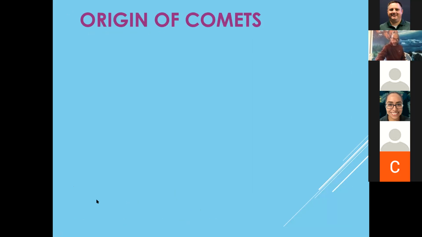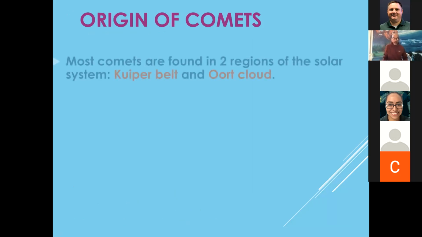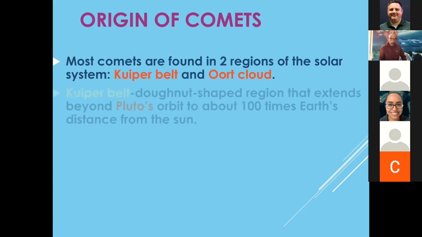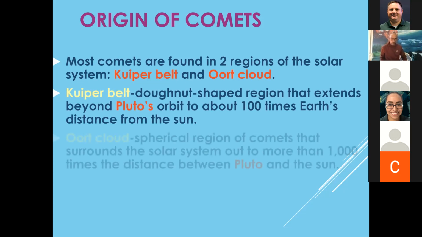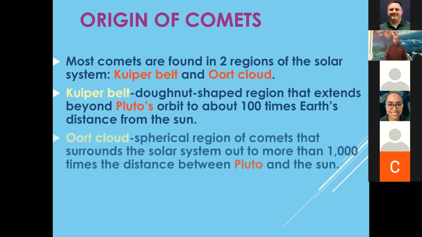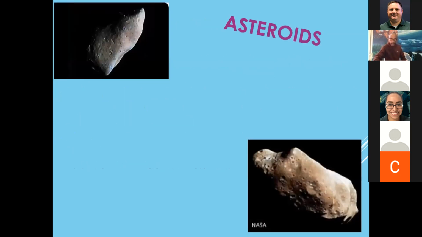Origins of the comets, where do they come from? Most comets are found in two regions in the solar system, the Kuiper belt and the Oort cloud. The Kuiper belt is a donut-shaped region that extends beyond Pluto's orbit to about 100 times Earth's distance from the sun. Wow, that's a long way. The Oort cloud is a spherical region of comets that surrounds the solar system at more than 1,000 times the distance between Pluto and the sun.